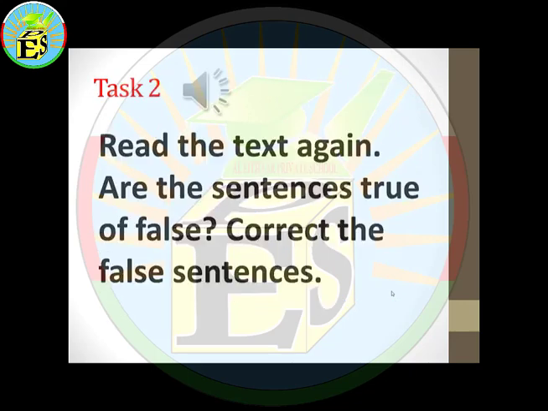Now we will move to task number 2. Read the text again. Are the sentences true or false? Correct the false sentences. So we have 6 sentences in here. You will listen to the text and choose the correct answer, whether these sentences are true or false and why. I'm going to read them for you before we start listening. Number 1. Sonia only eats vegetables once or twice a month. Number 2. A lot of people in the USA know Sonia Thomas.